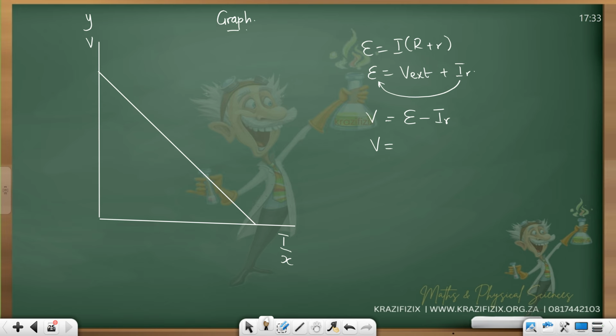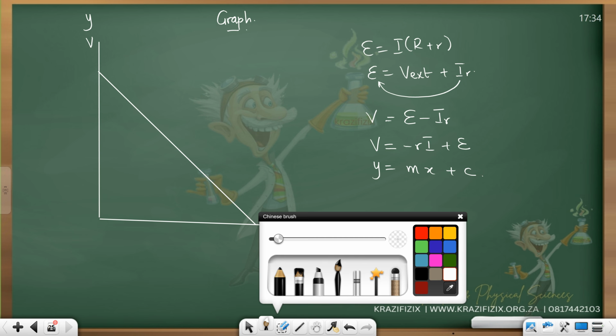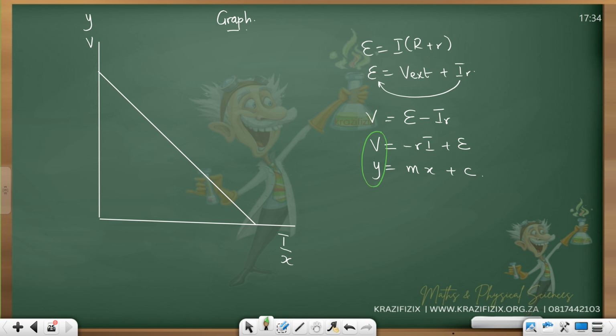What do we do here? If we rearrange, negative r I plus E, y equals to what? mx plus what? c. You know this, we've done this over and over again, and this applies to every topic. So the idea is to make sure that I have my y as V and I have my x as I. Therefore, m will be equal to what? Negative r, and my y-intercept becomes my EMF.